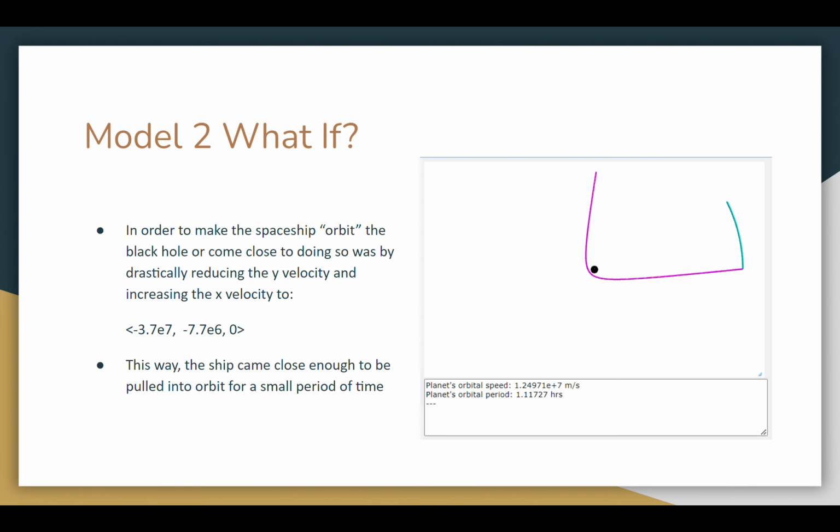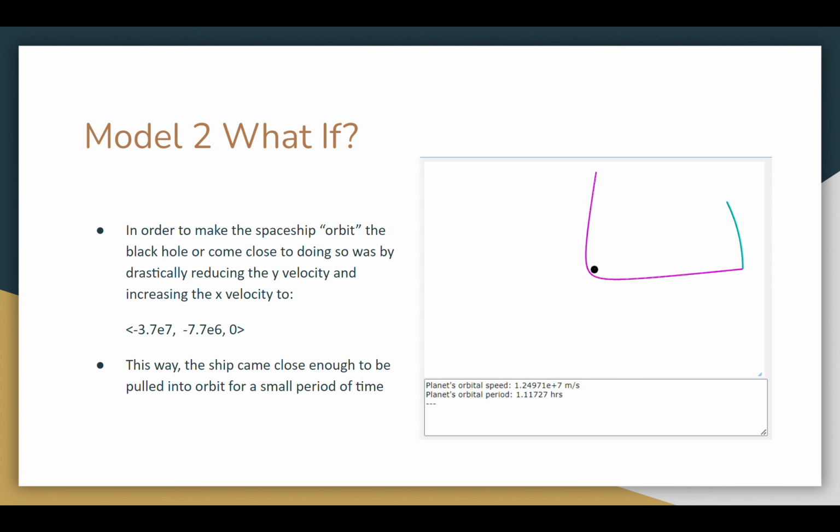And the what if of model 2 is how could we create something where the spaceship could somewhat orbit around the black hole. In order to do this, I tried to get the spaceship as close to the black hole as possible while minimizing its x velocity, such that once it got into the black hole, it'd be inclined to stay in there. And this is just the only relevant portion of my experiment, where as you can see, the red line comes close to the black hole and kind of starts to orbit it for a small period of time. And I achieved this with the velocity of negative 3.7 times 10 to the 7th, negative 7.7 times 10 to the 6th, and 0.